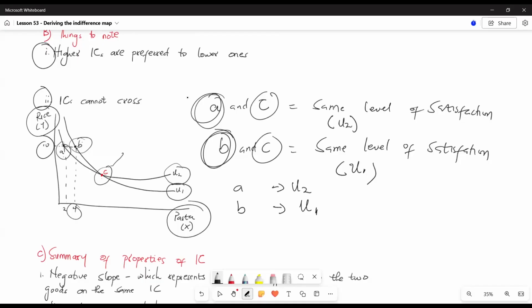Now, non-satiation tells us that bundle B should be preferred to bundle A. We can see that there's a contradiction here. Bundle A cannot be simultaneously worse off than bundle B as well as equivalent to bundle B. So we conclude here that the intersection of indifference curves is inconsistent with our model of consumer preferences. This is why we say that indifference curves do not cross, because they create a contradiction which is not consistent with our theory of consumer choice.